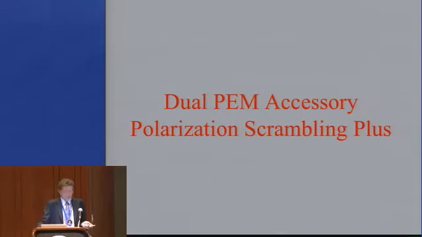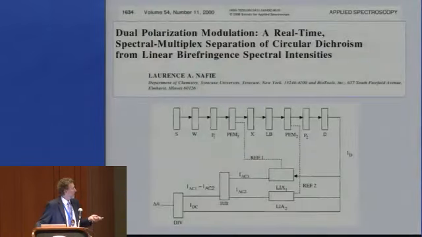And now we're just going to move a little bit ahead to another advance that took place a few years after the commercialization, which was polarization scrambling with the dual PEM system. This was published in Applied Spectroscopy in 2000. The idea was to add a second PEM, a second lock-in, and to subtract the interferograms of the two lock-ins before even any further processing. And this got rid of baseline instabilities and baseline birefringence, which advanced and further stabilized FT-VCD measurements.